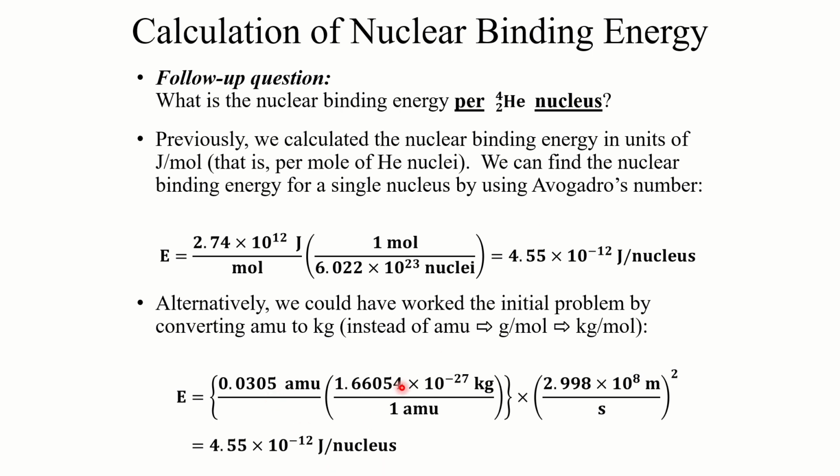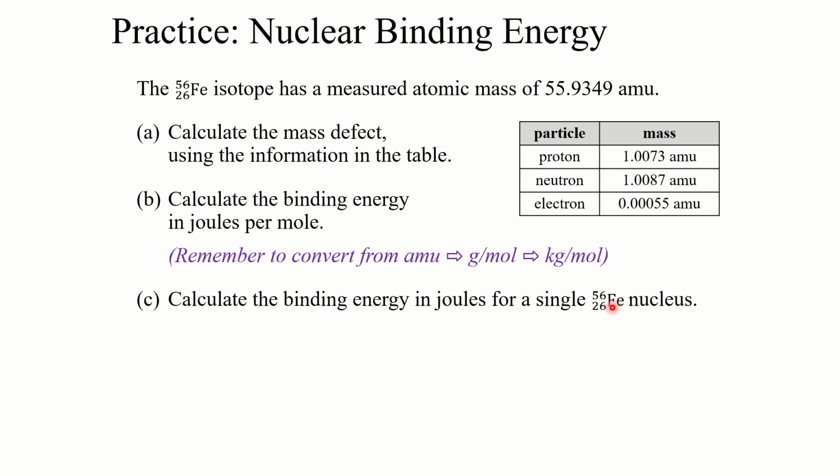If you are asked to find just the binding energy of a single nucleus, I would recommend doing this route, but oftentimes you're going to be tasked with finding the nuclear binding energy in joules per mole, and then you may be subsequently asked for a single nucleus, in which case I would use the first method. Find the energy in joules per mole, and then you can convert back to joules per nucleus using Avogadro's number. All right, so let's have you try a practice problem.